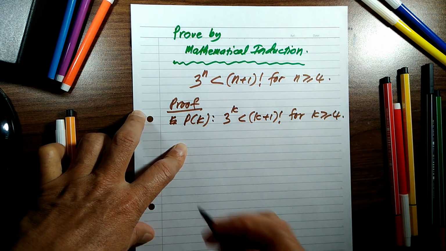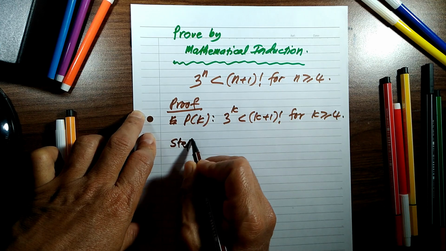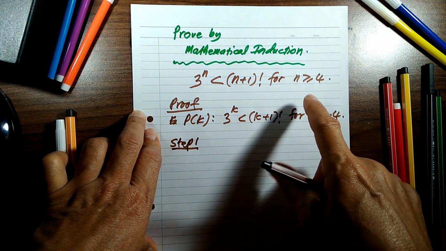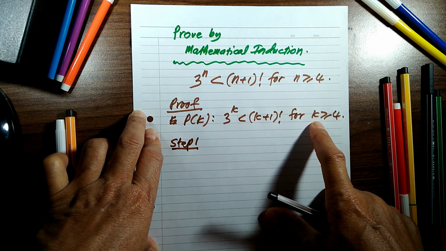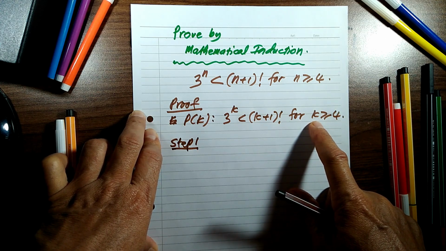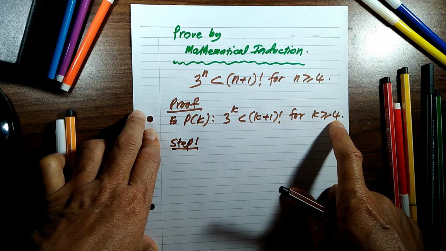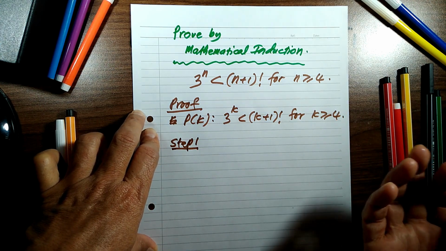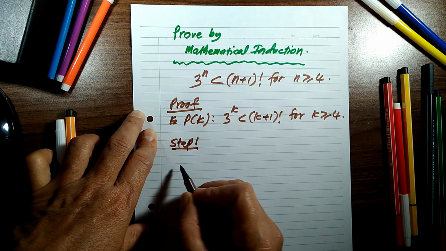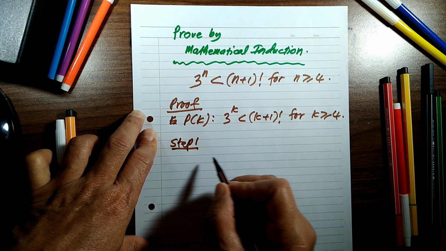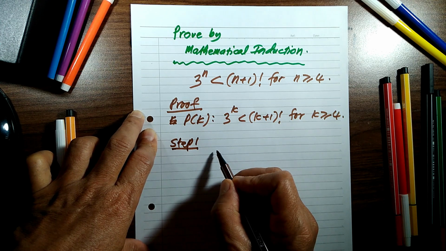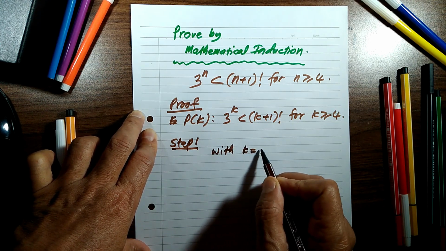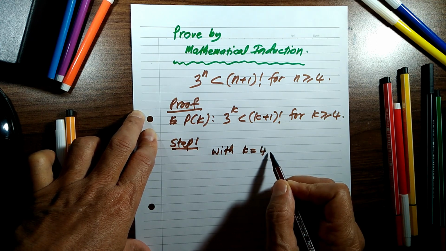Now for step number one, we have to ask ourselves, what is the smallest value of integer in this interval, for k greater than or equal to 4? What would be the smallest value of k? Of course, k equal to 4. So let's find out what is the value of P(4), with k equal to 4.